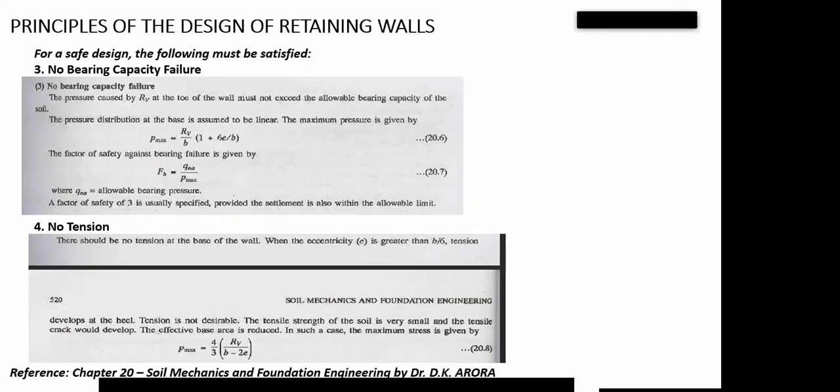okay, since this E is greater than B over 6, obviously tension will develop at the surface, which is going to reduce the effective base area. So to increase the effective base area, you can say increase the dimension of your base, and that should be all. That should take care of it. When we get to design, I think that should become clearer.